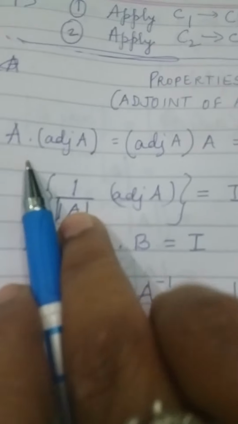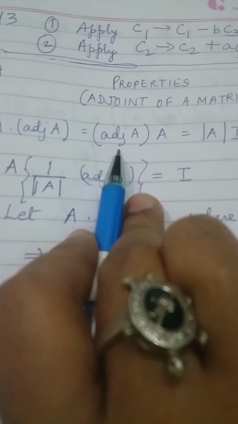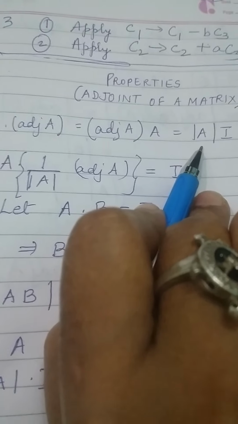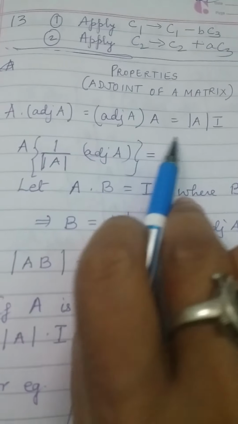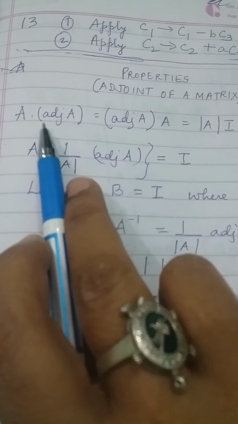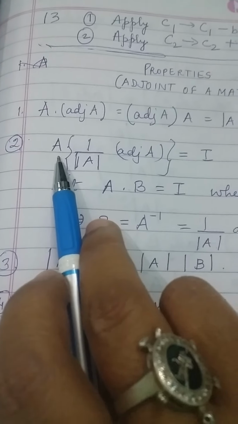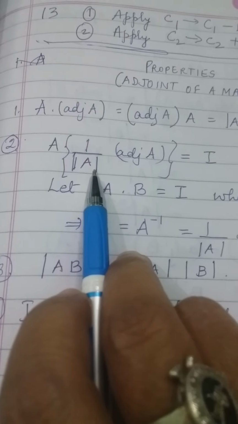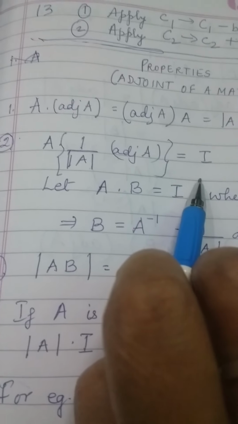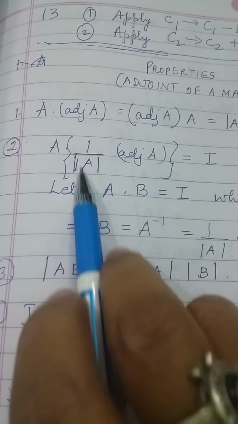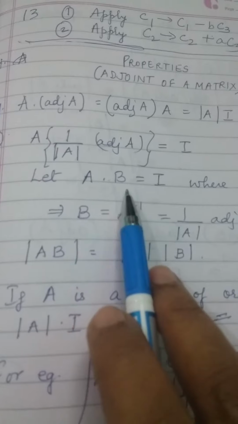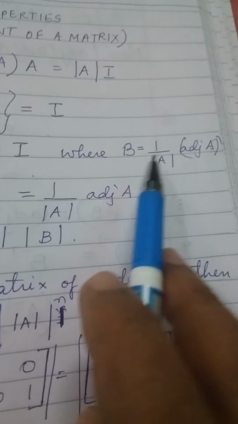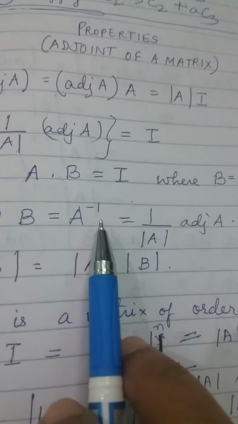The first very important property related to adjoint is A into adjoint A is equal to adjoint A into A is equal to determinant A into I. From the same property, if I transpose determinant A to this side, I will write it as A into 1 upon determinant A into adjoint A equal to I. If I assume this as some other matrix B, I get AB is equal to I, where B is 1 upon determinant A into adjoint A.